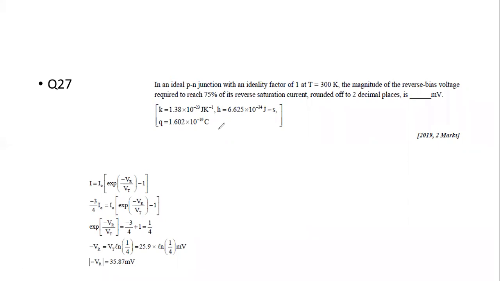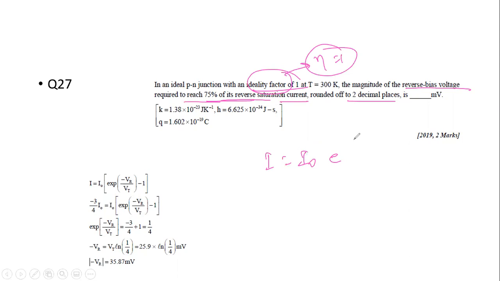In an ideal PN junction with an identity factor 1, it means beta equal to 1. The magnitude of the reverse bias voltage required to reach 75% of its reverse saturation current, rounded off to two decimal places, equal to what? I equal to what? I naught e raised to power V by Vt minus 1. But here it is the reverse bias voltage.